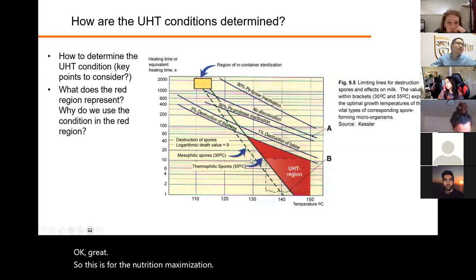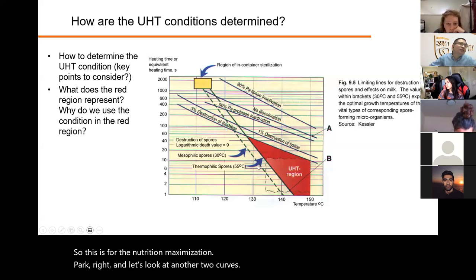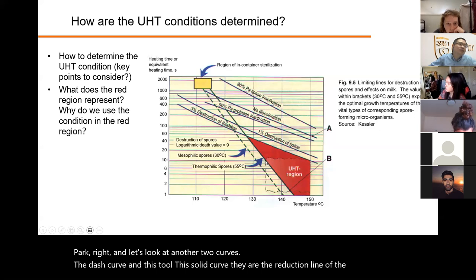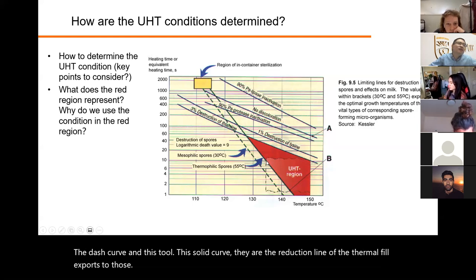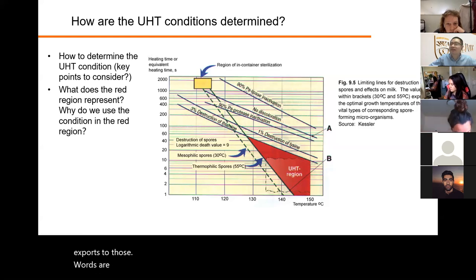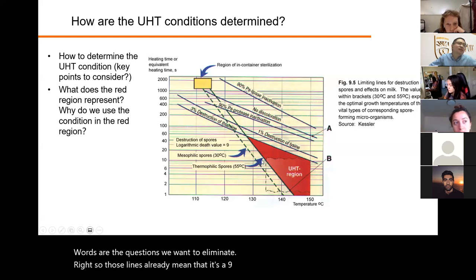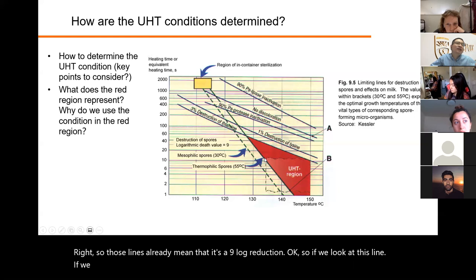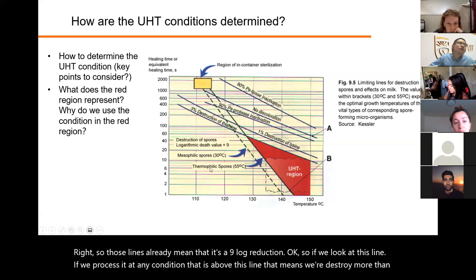Let's look at another two curves. The dashed curve and this solid curve are the reduction lines of the thermophilic spores. Those spores are the pathogens we want to eliminate. Those lines mean a 9 log reduction. So if we look at this line, if we process at any condition above this line, that means we are destroying more than 9 log of the thermophilic spores.